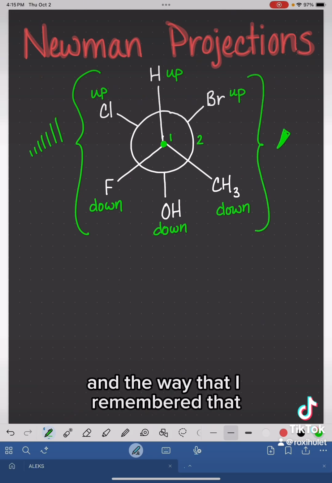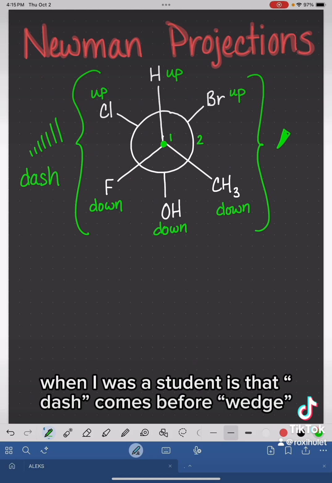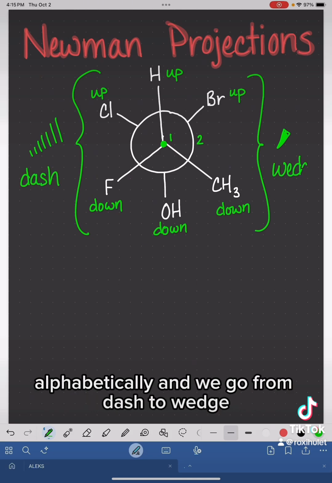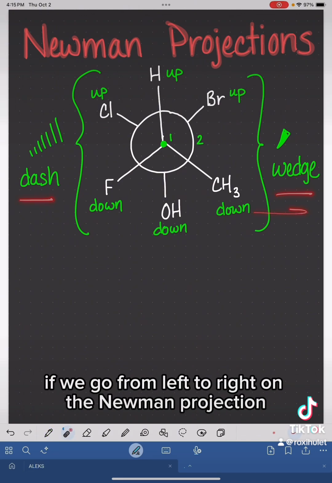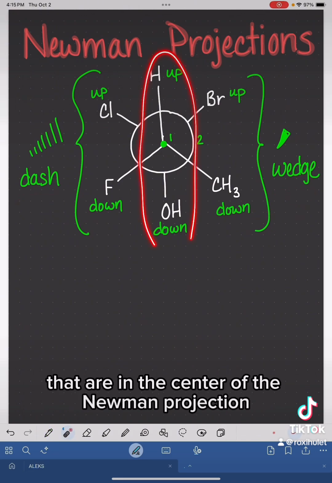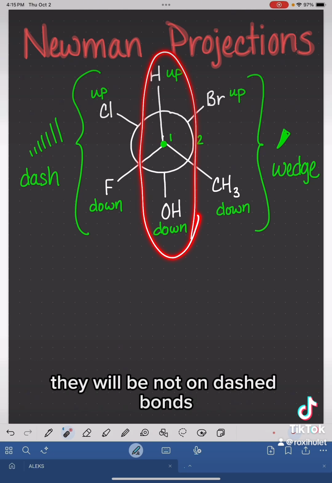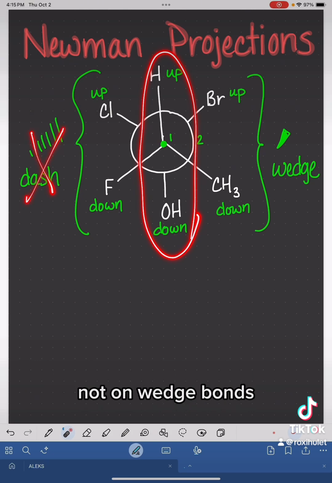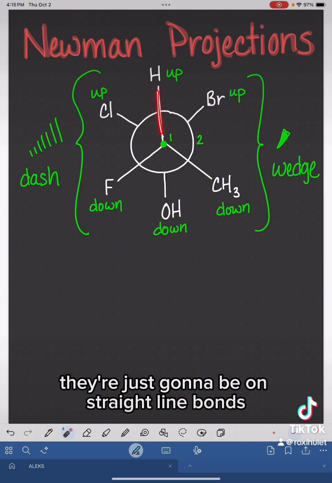And the way that I remembered that when I was a student is that dash comes before wedge alphabetically, and we go from dash to wedge if we go from left to right on the Newman projection. We also have two substituents that are in the center of the Newman projection. They will be not on dashed bonds, not on wedge bonds. They're just going to be on straight line bonds.